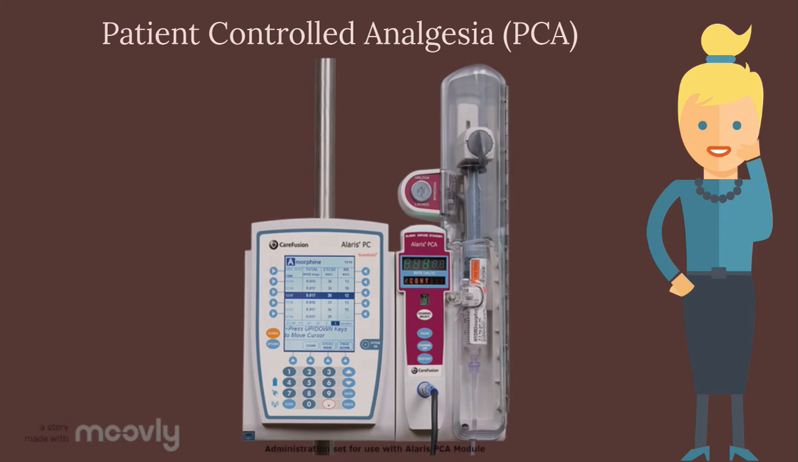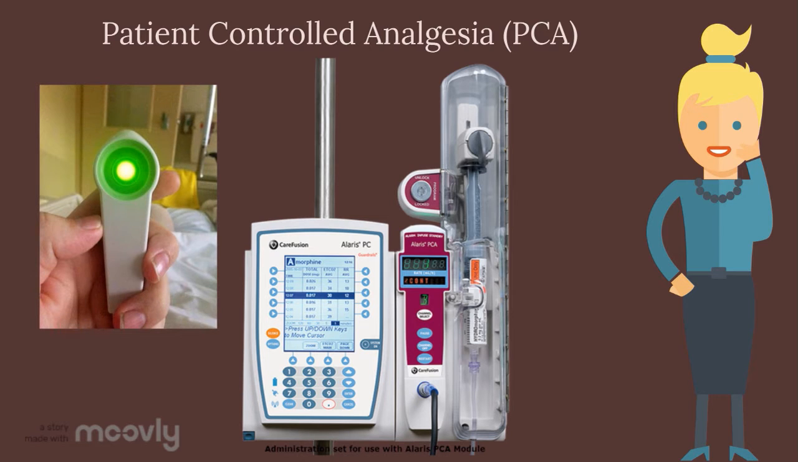Some patients may require a patient-controlled analgesia, or a PCA. This is a medication given via syringe through a pump, of which the patient has their own button that can give themselves their own medication.